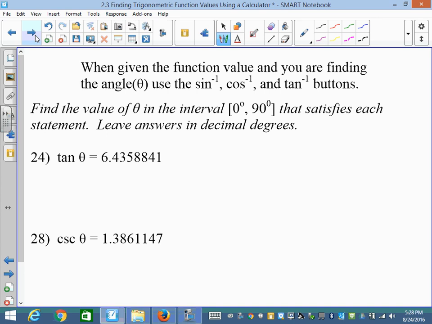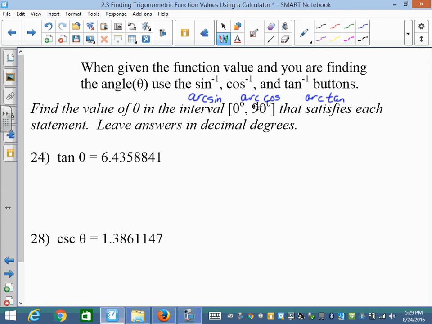Okay, so now what we go into is, what if I know my trig function value, but I don't know the angle? When given the function value and you are finding the angle theta, use the inverse sine, cosine, and tangent, called arc sine, arc cosine, and arc tangent. These are the symbols. You can see these problems written either way, so be really, really cautious on those.